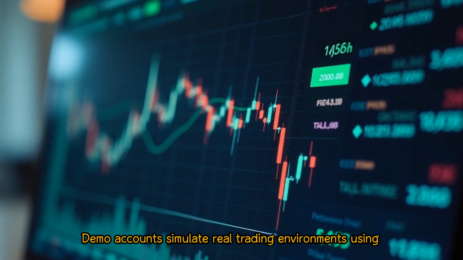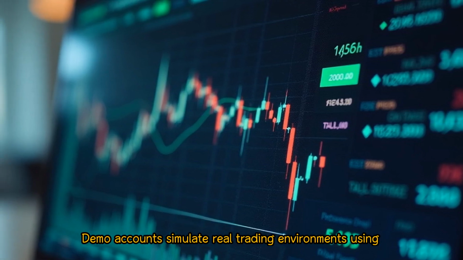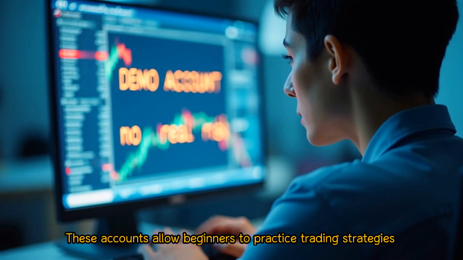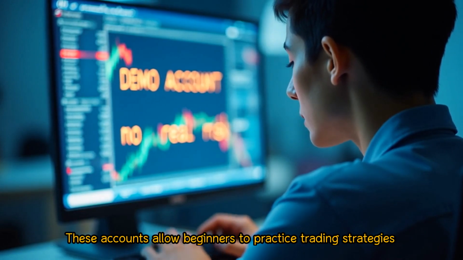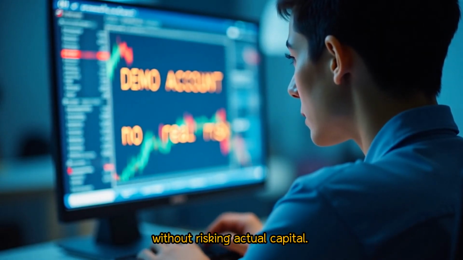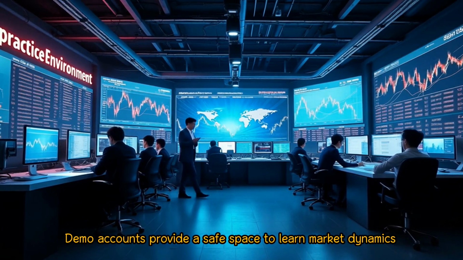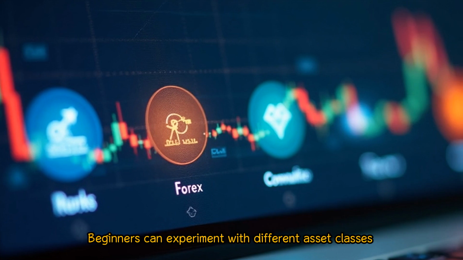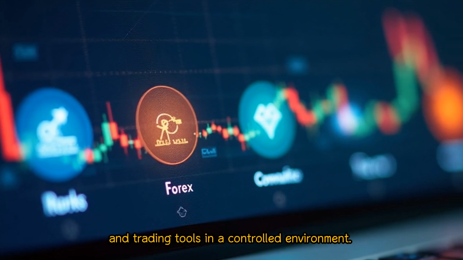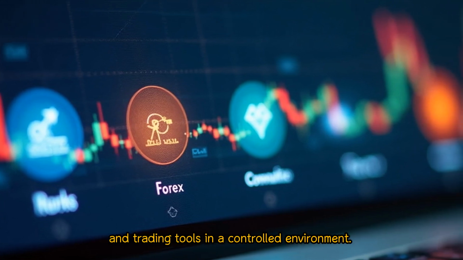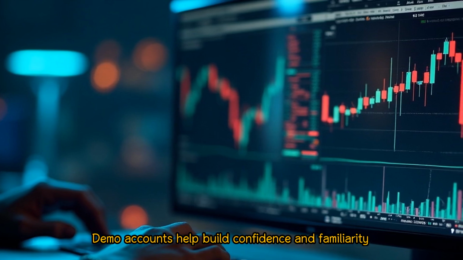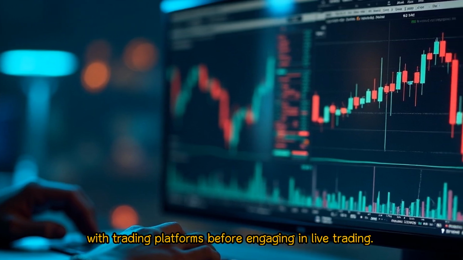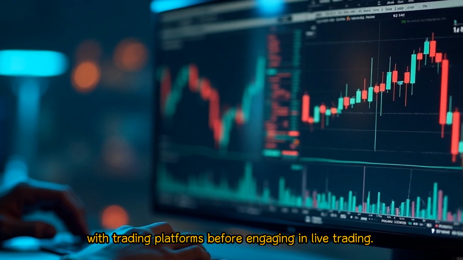Demo accounts simulate real trading environments using virtual funds. These accounts allow beginners to practice trading strategies without risking actual capital. Demo accounts provide a safe space to learn market dynamics and trading mechanics. Beginners can experiment with different asset classes and trading tools in a controlled environment. Demo accounts help build confidence and familiarity with trading platforms before engaging in live trading.